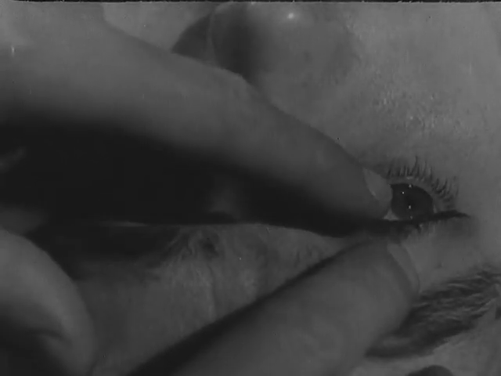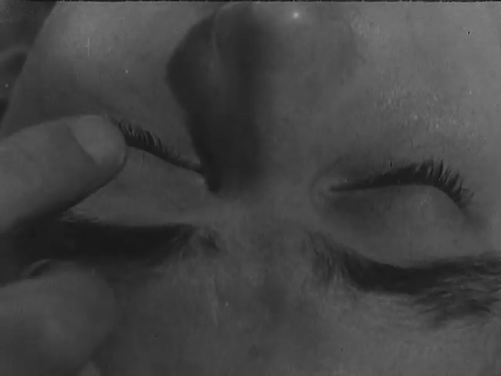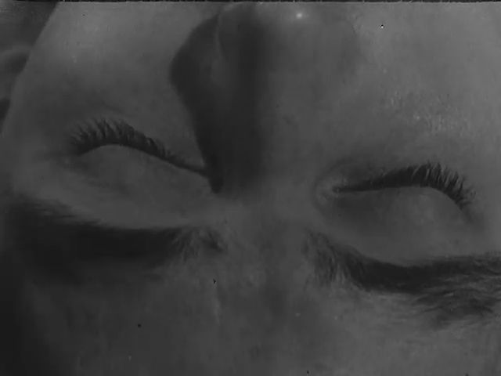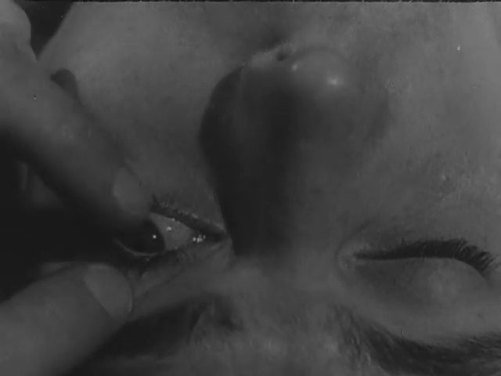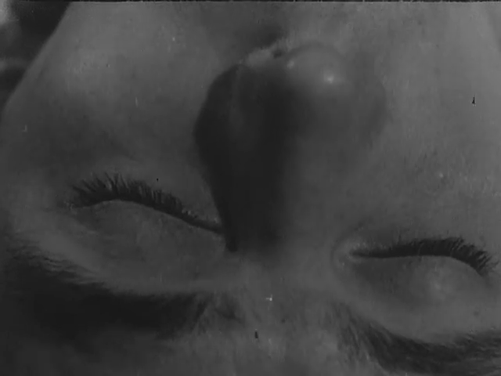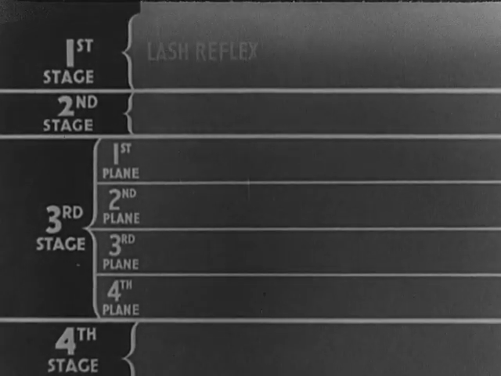The lash reflex is contraction of the lids when the eyelashes are stroked. The conjunctival reflex is contraction of the lids when the conjunctiva is touched gently with a clean finger. The corneal reflex is contraction of the lids when the cornea is touched. Before considering the other signs, let's summarize these three.